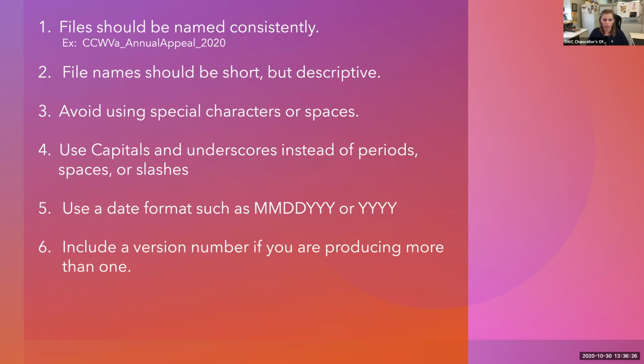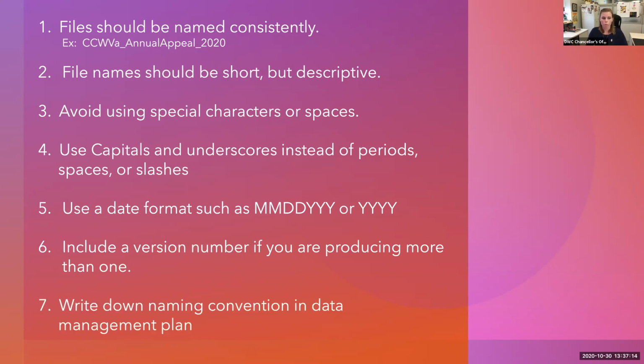Include a version number if you're producing more than one. So for instance, if you're creating a document that you're going to have to review later and maybe make revisions to, then perhaps your version will say appeal 2020_1. And then your next one, after you made any corrections that might be needed, you can put _2. Then you know which one is the most current, and you can still review back on what you did in the first place. That way you can always see what was done.